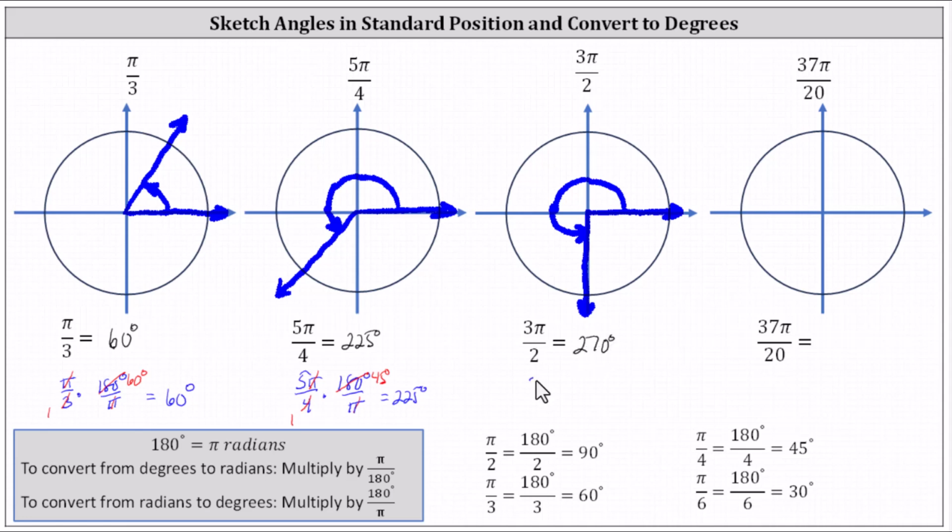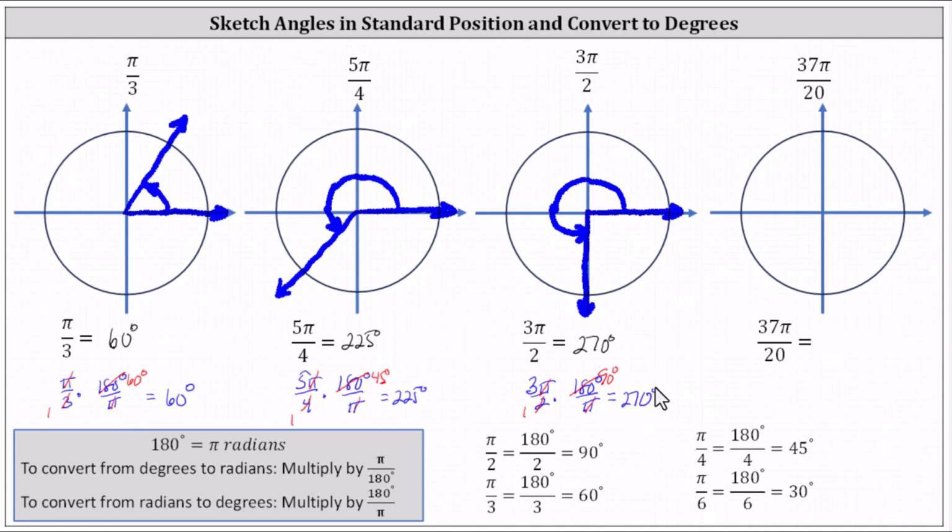We have 3 pi divided by 2 times 180 degrees divided by pi. Simplifying, pi divided by pi simplifies to 1. There's 1, 2, and 2, 90 2s and 180. 180 degrees simplifies to 90 degrees. And notice we're left with 3 times 90 degrees, which is 270 degrees.